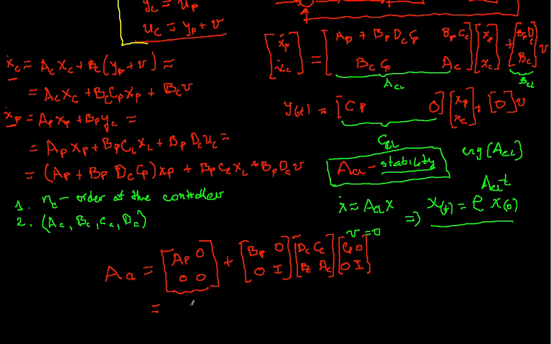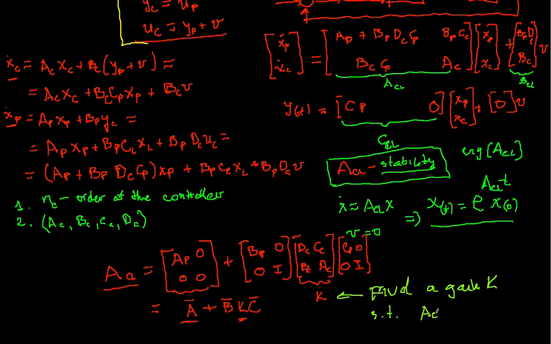if this is some A hat plus B hat plus gain C hat, and this is the K matrix of the gain, is the matrix ACL is a matrix that has a certain eigenspectrum structure that can be perturbed by this gain K. In other words, find the gain K such that ACL is stable.